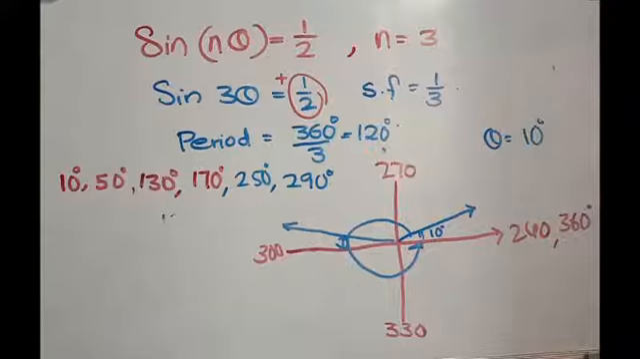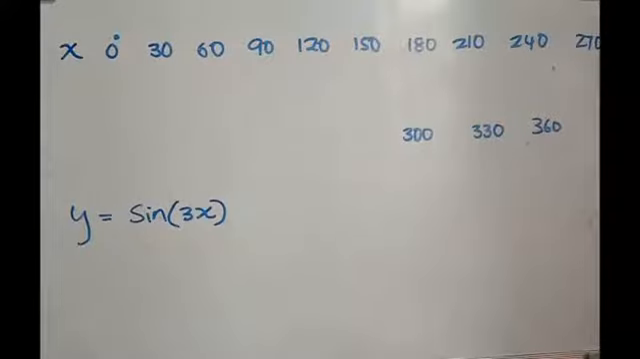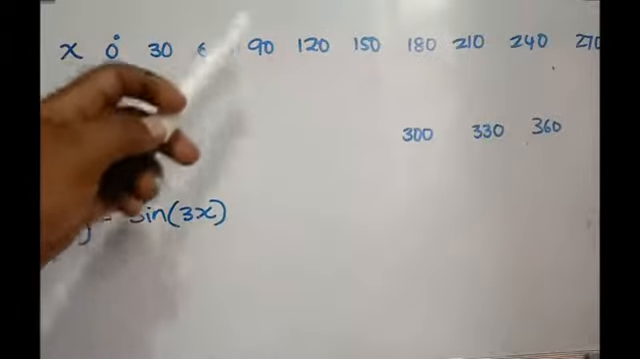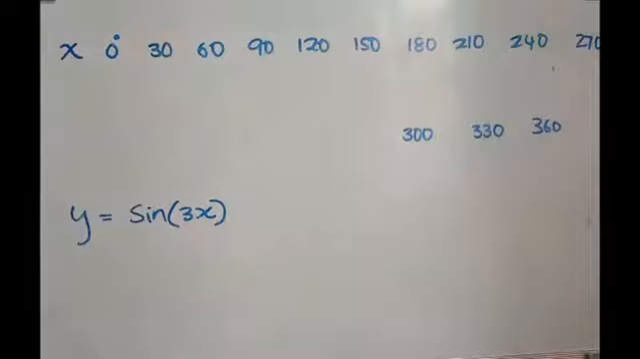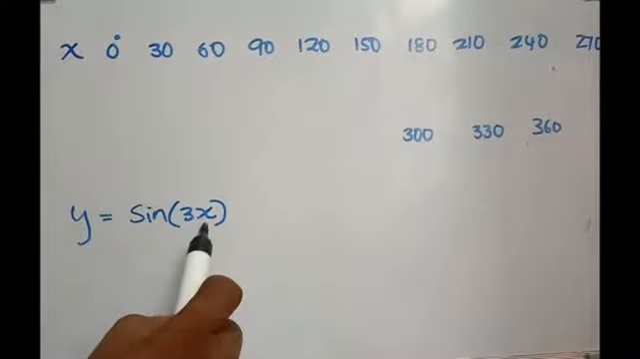And to do this one in graphical representation, I'll show you that also. So in graphical representation, we need to make the table from 0 degrees to 360 degrees, in the form 0, 30, 60, 90, 120, etc. We divided like that because our period is 120.